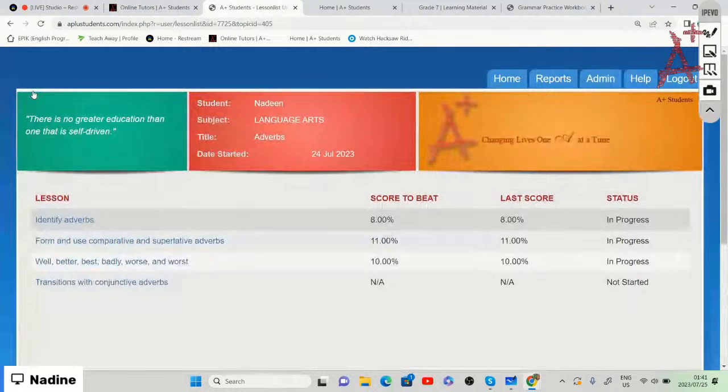All right, so far we have done the lesson on identifying adverbs. We then had to form and use the comparative and superlative adverbs. We know the difference between well, better, best, badly, worse, and worst, right? And how to also identify if it is a comparative adverb as well as superlative adverb, and when to use well, better, best, badly, worse, or worst, right? So now we're going to the last lesson, which is transitions with conjunctive adverbs, right?